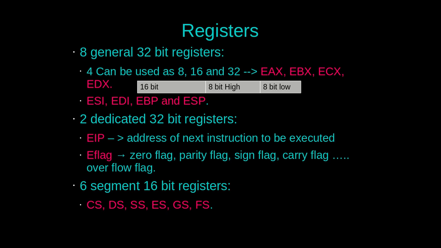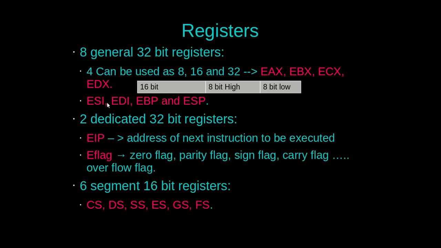Each one of those we can divide into 2 halves. Each one is 32-bit, so we can divide them 16-bit, 16-bit. If I divide them into 16-bit, I can't use the higher 16-bit. I can only use the lower 16-bit, which is called AX or BX or CX or DX, and I can use either an 8-bit high or an 8-bit low: AL, AH, BL, BH, CL, CH, and so on.